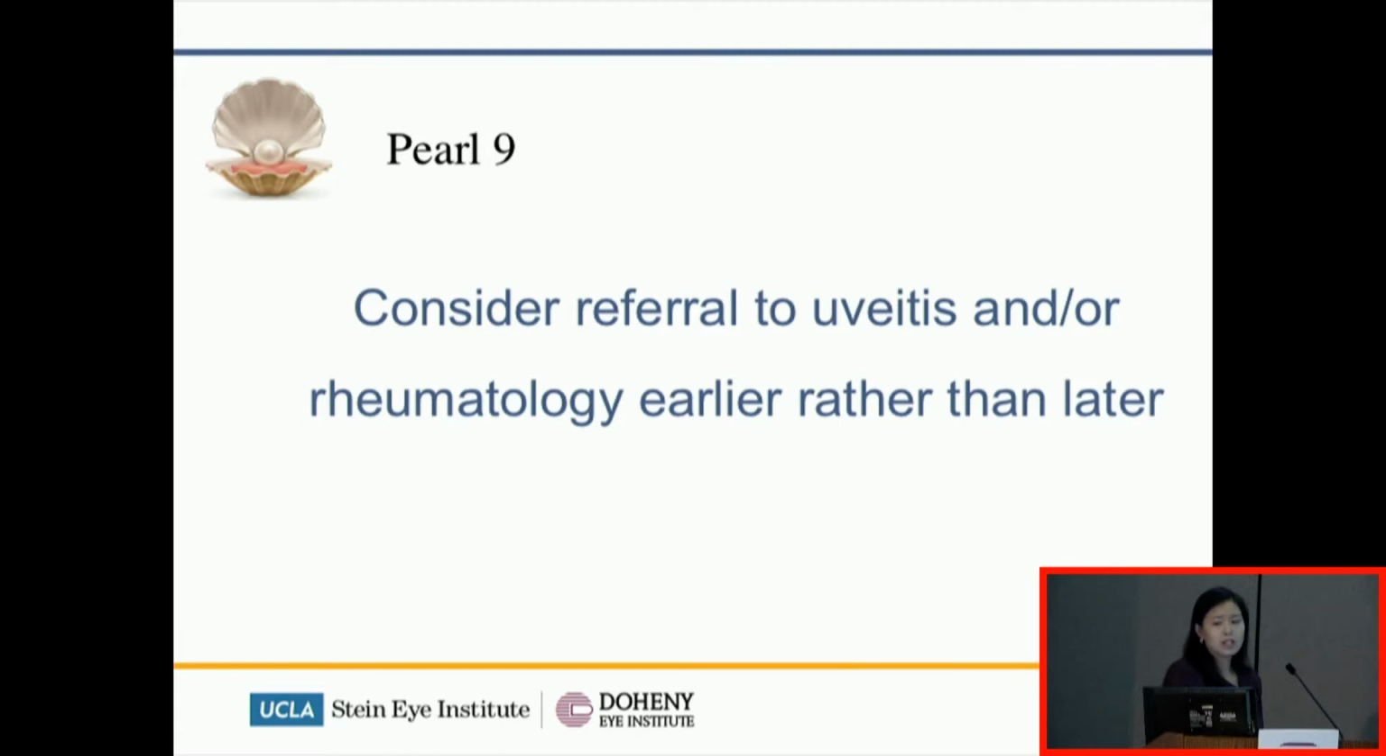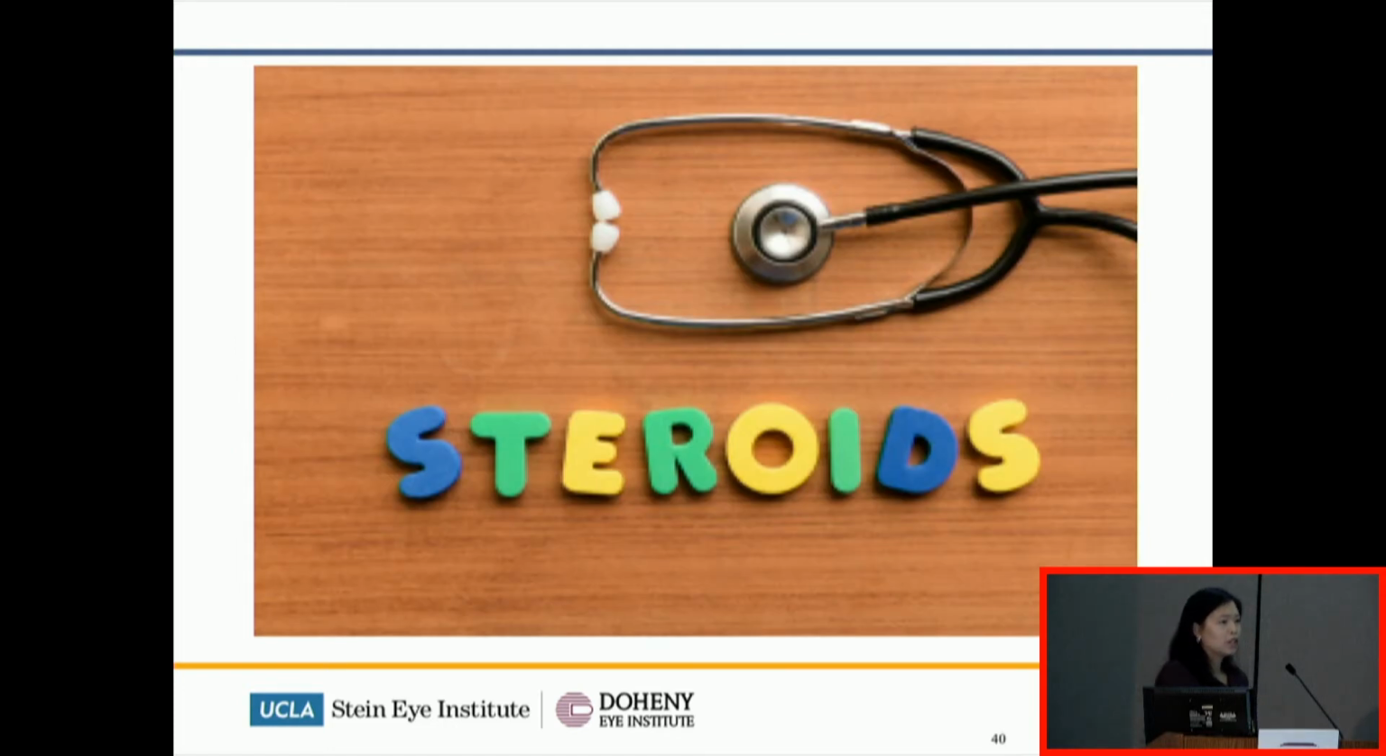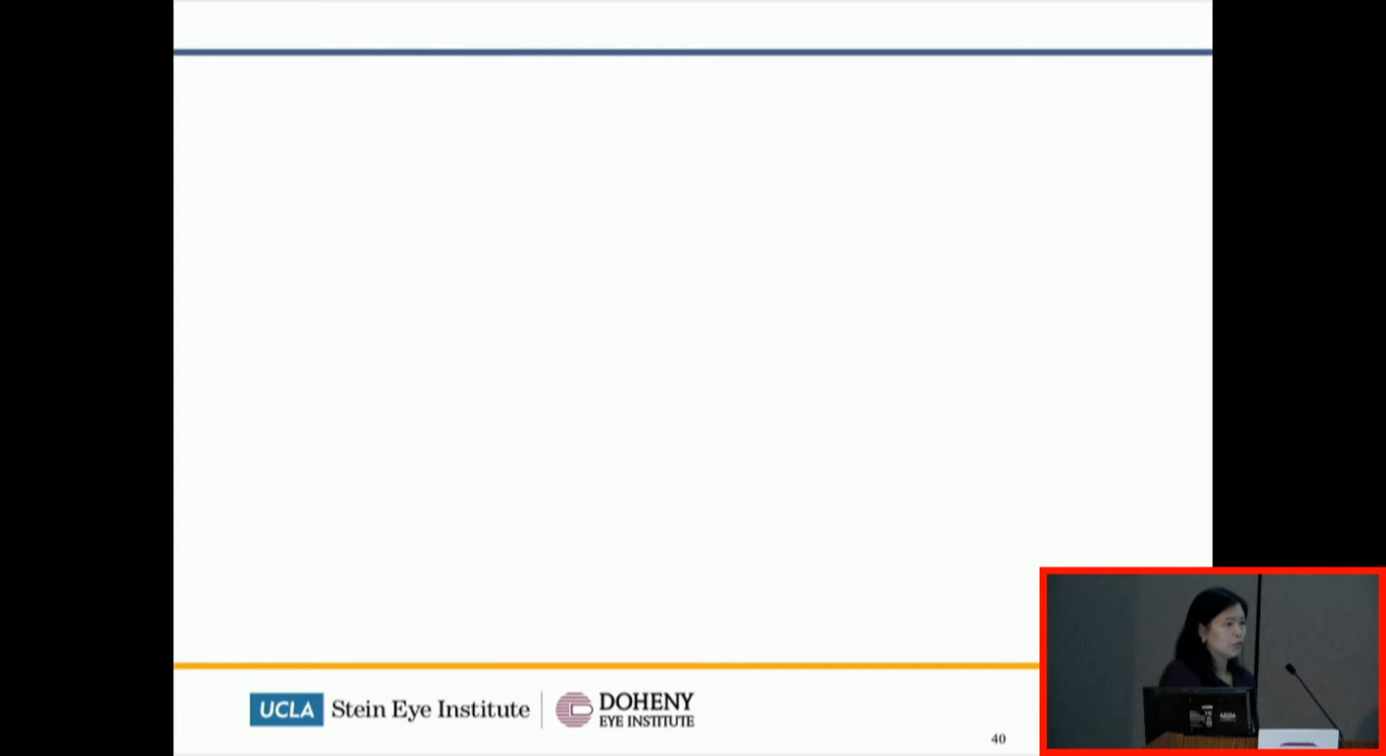So my next pearl is to consider referral to a uveitis specialist and/or a rheumatologist earlier in the course rather than later in the course. A study by Stephen Foster showed that the range of time between diagnosis of uveitis in the child and referral to the uveitis specialist was 6 months to 13 years. And as I said previously, many of these patients, like 22% of JIA kids alone, upon presentation are already legally blind. So when steroids are not cutting it, we have to move on for the sake of the child, for their vision and their systemic health.